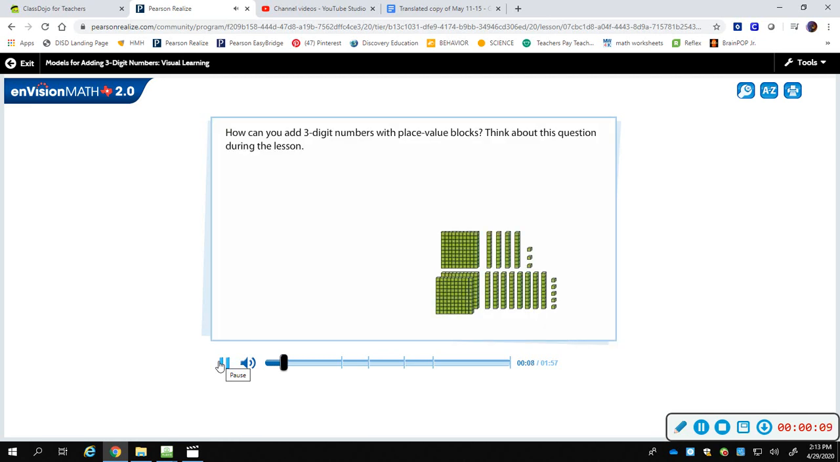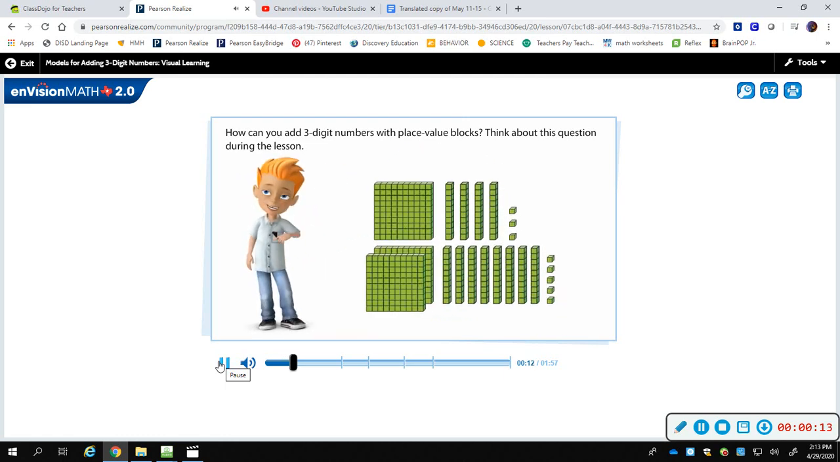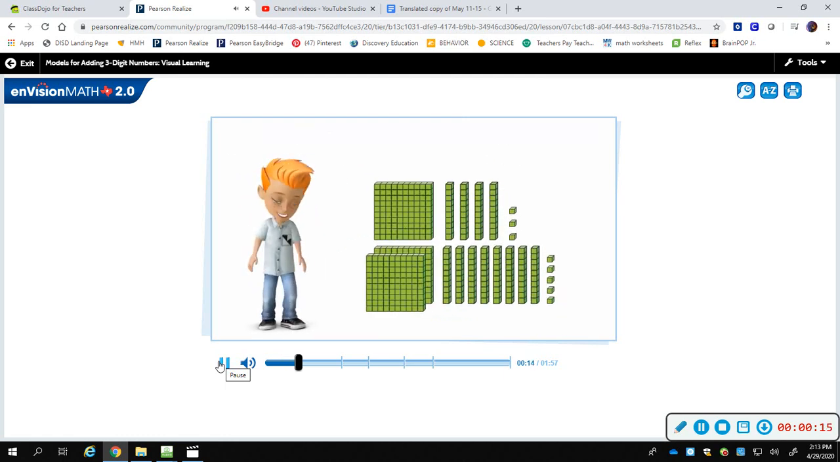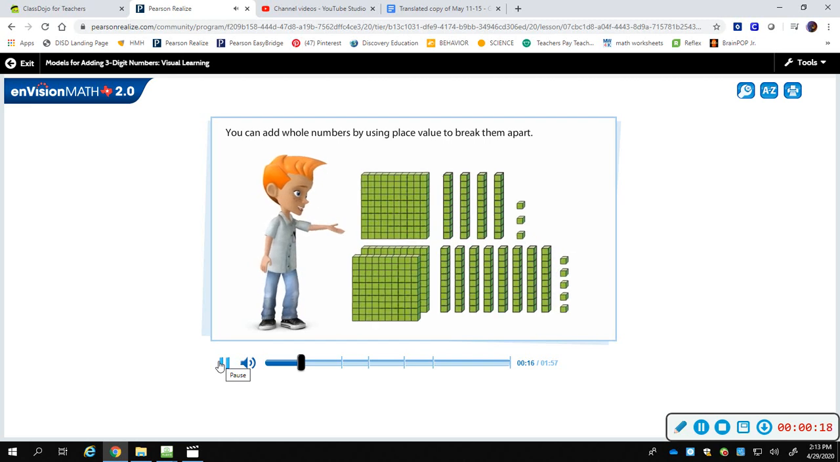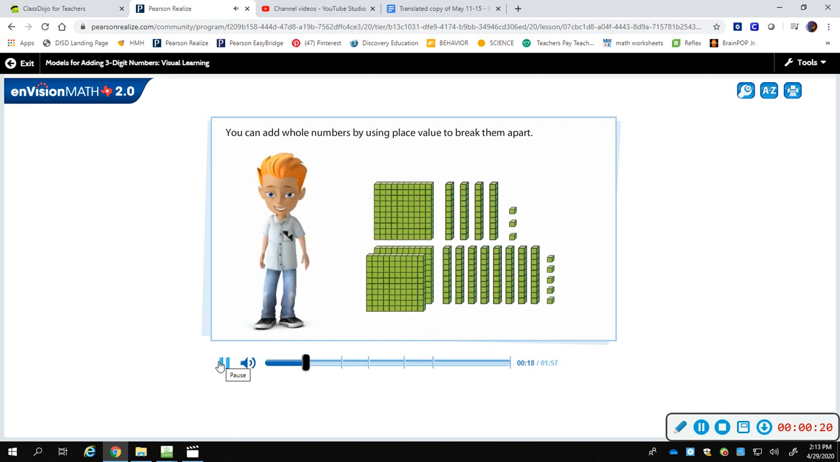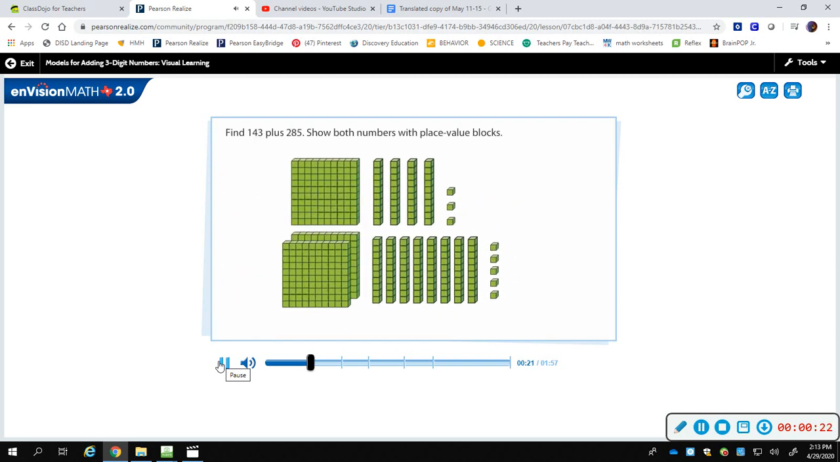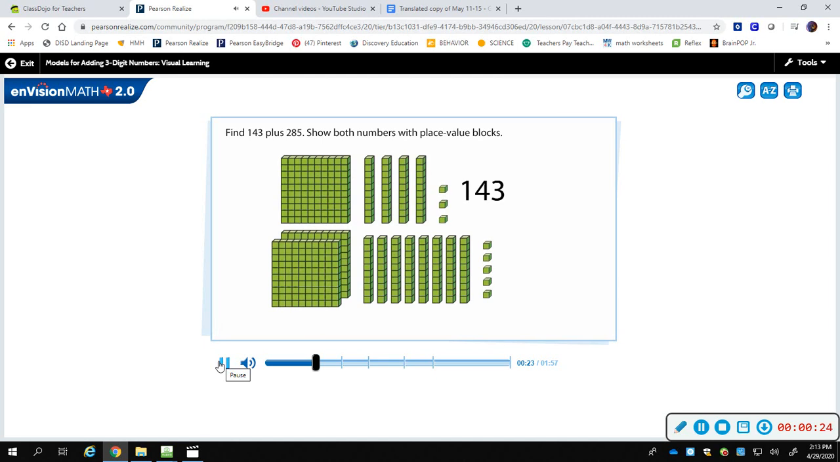Can you add three-digit numbers with place value blocks? Think about this question during the lesson. You can add whole numbers by using place value to break them apart. Find 143 plus 285. Show both numbers with place value blocks.